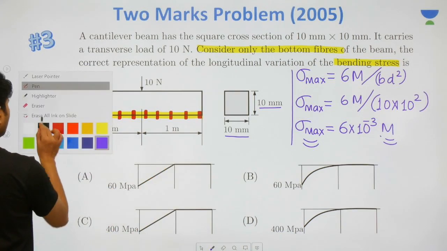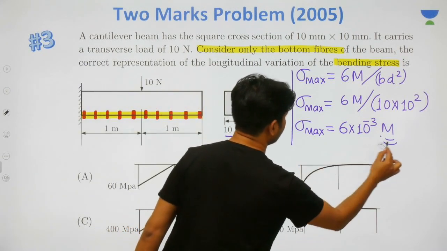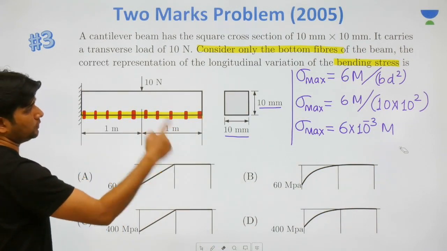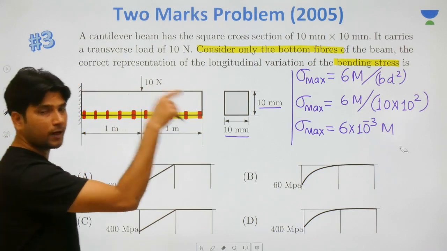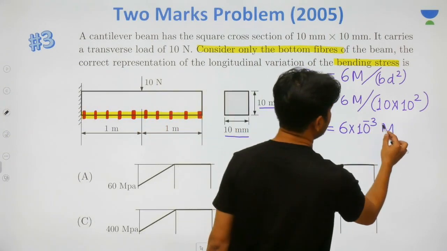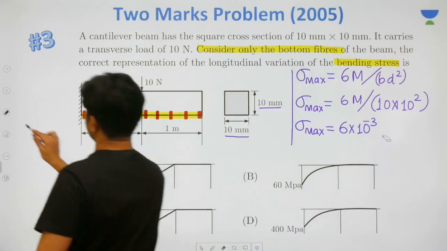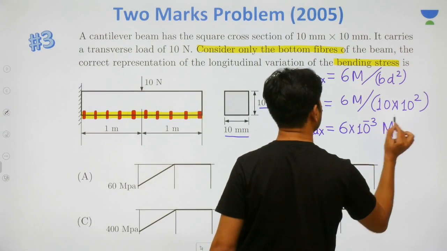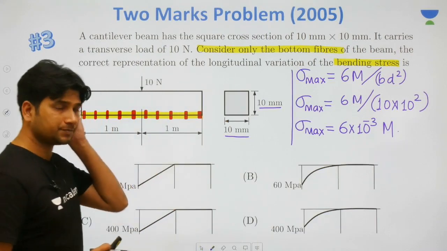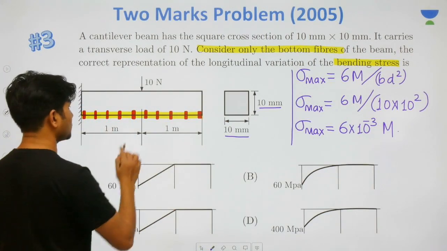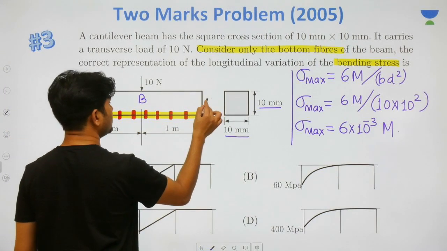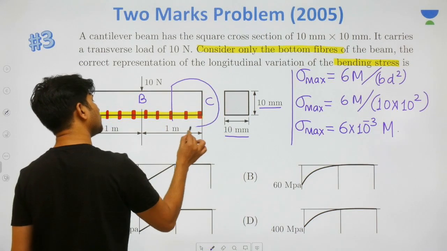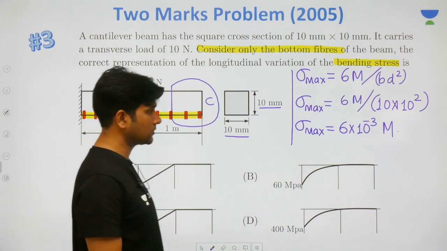Now guys, think about the bending moment, because now we know the bottommost fiber bending stress value in terms of M. So we know the maximum bending stress value in terms of bending moment. Now what is the bending moment? If you think about any section between B and C, there is absolutely nothing on either side.